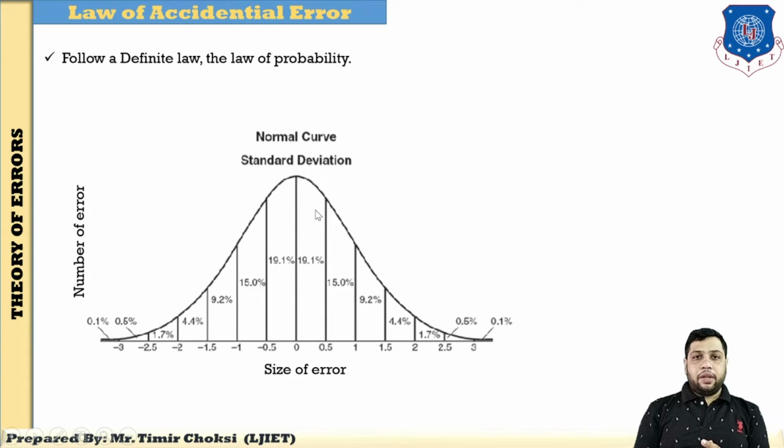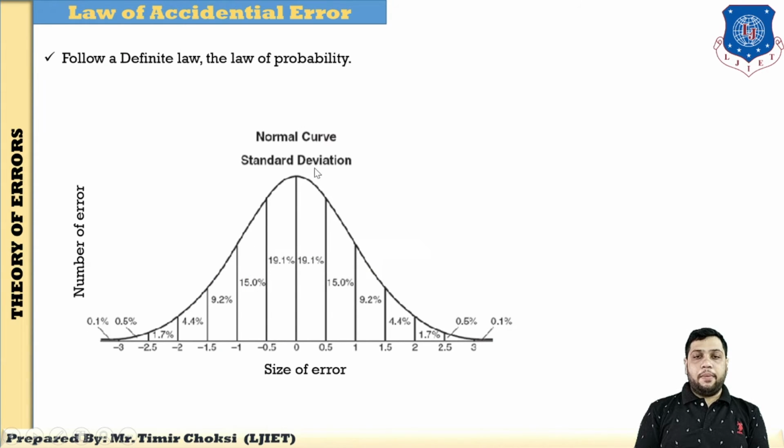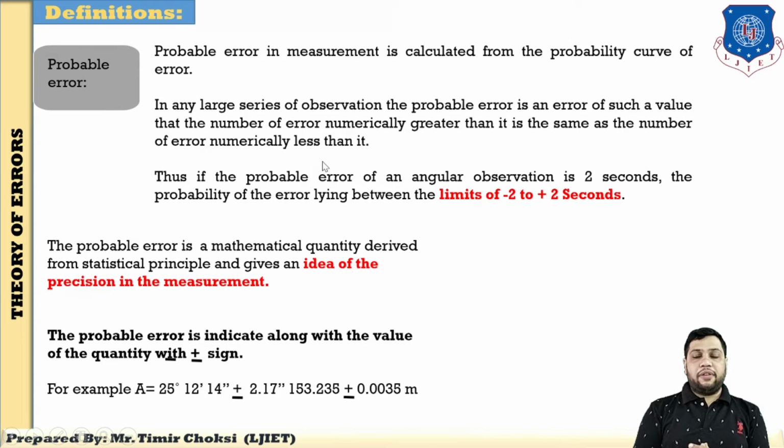I will explain the major terms of this chapter and prove this curve in detail. Before understanding the law of probability, you must first understand the probable error. So what is a probable error? Probable error in a measurement is calculated from the probability curve of error.